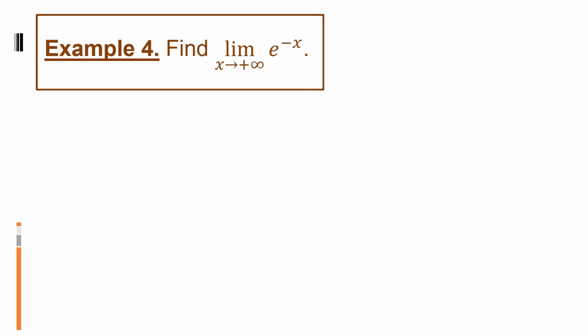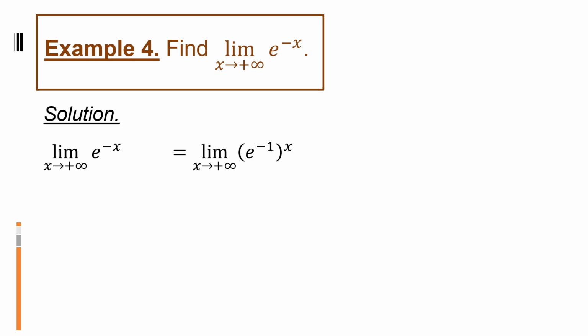Let's find the limit as x approaches positive infinity of e raised to negative x. So, we rewrite e raised to negative x as e raised to negative 1 raised to x. And e raised to negative 1 is just equal to 1 over e. Ano ba yung value ng 1 over e? That is just equal to 0.3 something. 3 something yan sa calculator ninyo. Which is less than 1 but greater than 0. We can now use our theorem 1 and that is just equal to 0.